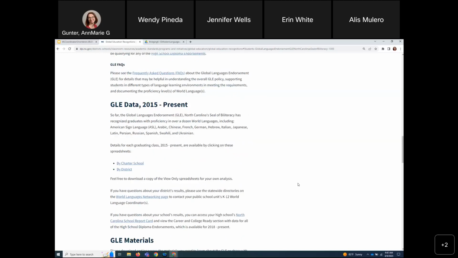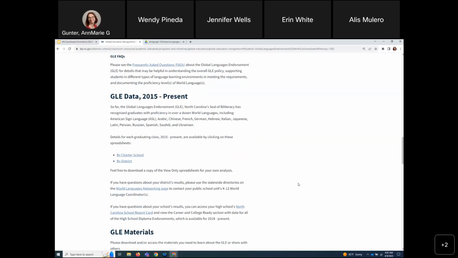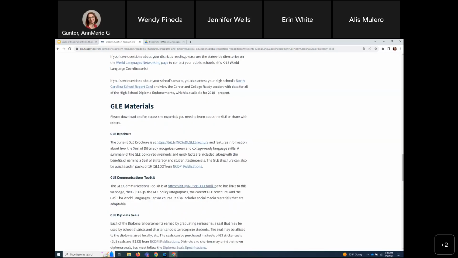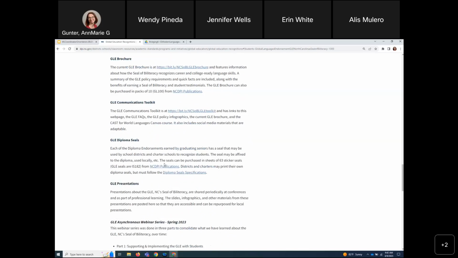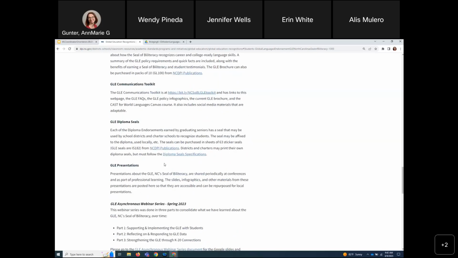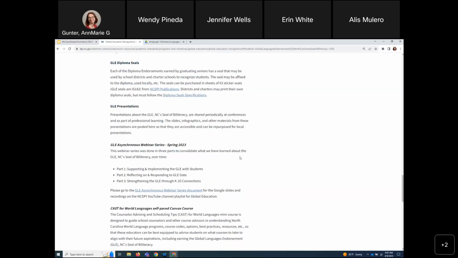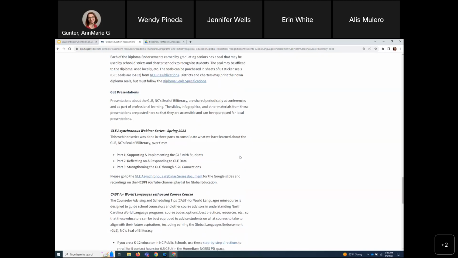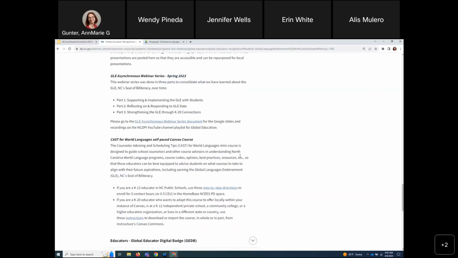And then we have data about the GLE from its start in 2015 to the present. And you can look by charter school or by district how many students and in what languages the GLE has been earned by each graduating class. And then there's a number of GLE materials like a brochure, communications toolkit, where to buy the diploma seals if you want to do that, or how to make your own if you need to, and a variety of GLE presentations. We even did a GLE asynchronous webinar series last spring. And so you can see that there's 3 different parts to that and different topics we cover. And you're able to access all of those, the slides and the recording of the information. And there's a world languages self-paced Canvas course we're going to talk about a little bit later that includes information about the GLE.